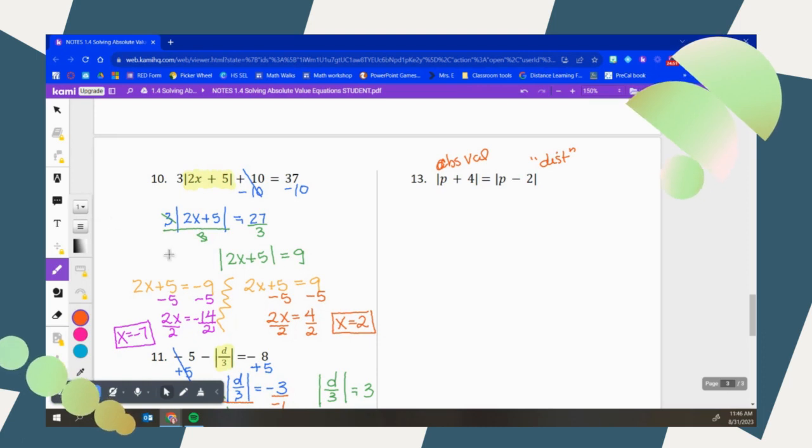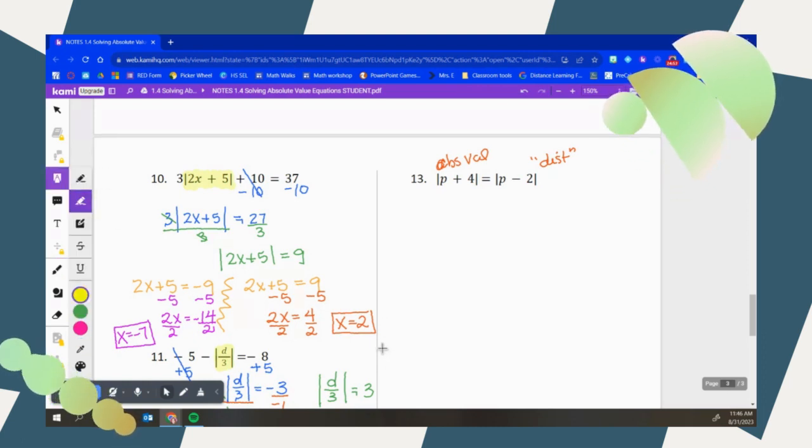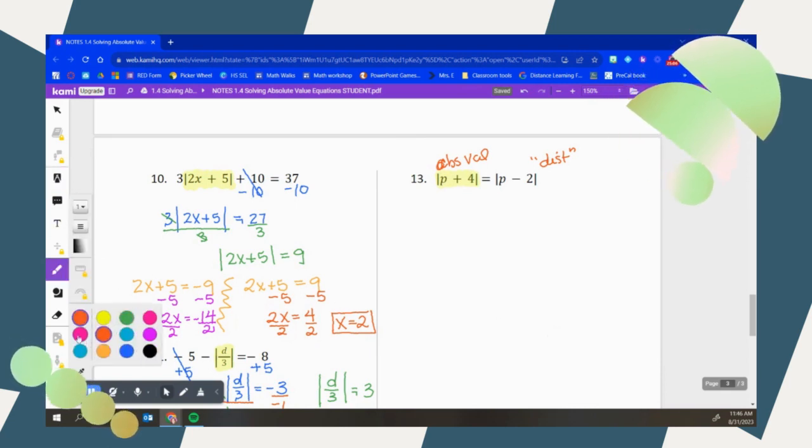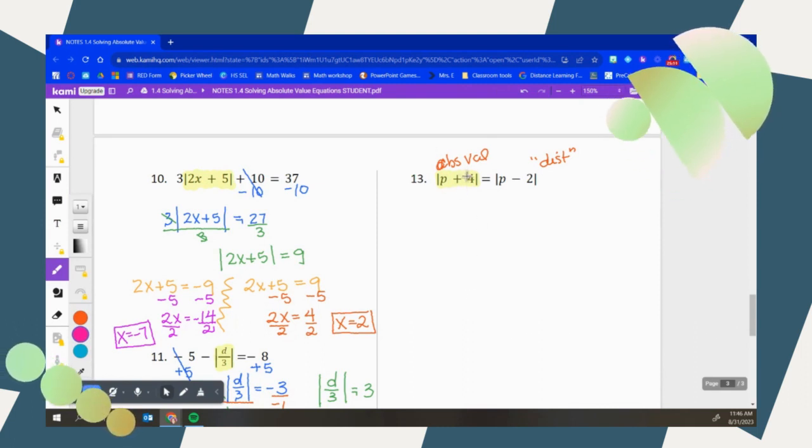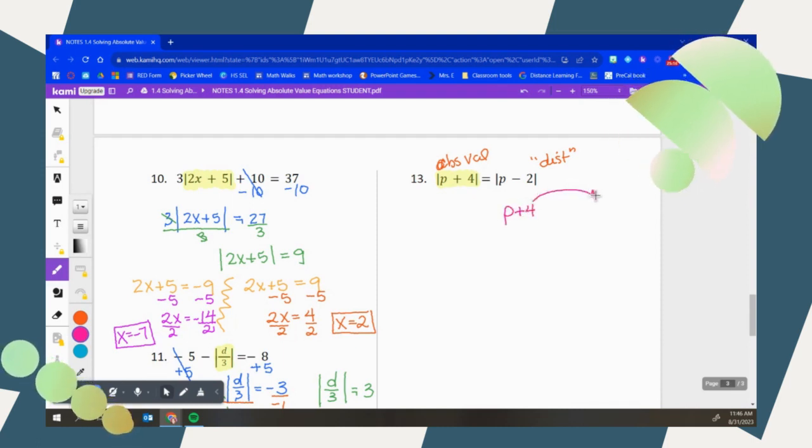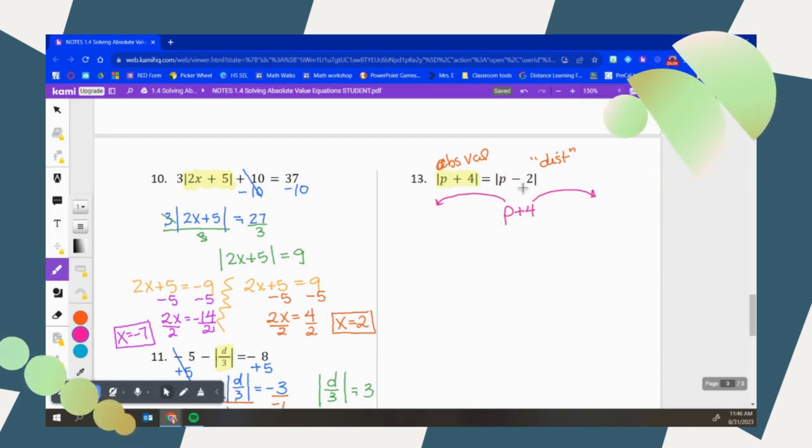3 steps. What's our first step? Isolate the absolute value. Is the absolute value over here all by itself on one side of the equation? Yes. So step number 1 is already done for us. What is step number 2? This is where we separate. So take the guts, p plus 4, and we're going to go this way, our distance, and we're going to go this way, our distance. Now what was our distance? Our distance is this thing right here.